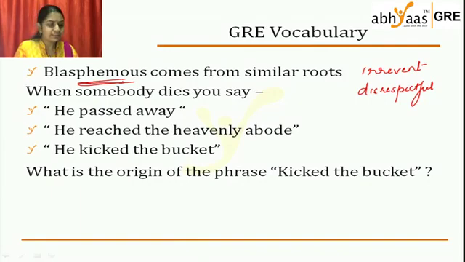Okay. Now let's see some examples of how you describe when somebody has passed away. You say he's dead. It's a shock. He passed away. Okay. He reached his heavenly abode. He kicked the bucket. When you say he kicked the bucket, that's actually humorous. It's the same message that he is no more, but it is being given in a very smooth, soft way.